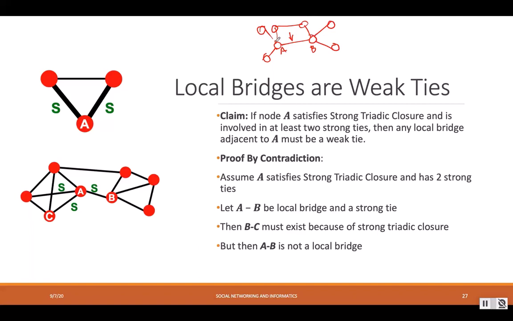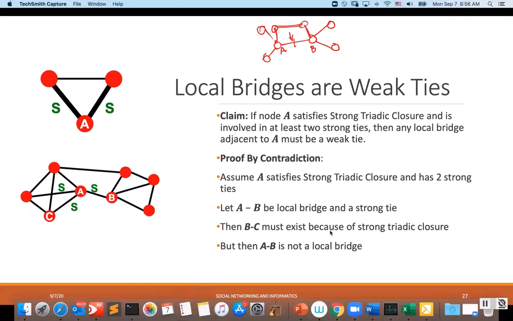A local bridge is an edge such that removal of this edge is going to increase the path between A and B, and the path between A and B after removing the edge has to be at least greater than 2. Now, given a graph, we can actually prove that local bridges are weak ties. All right, so how can we prove that?